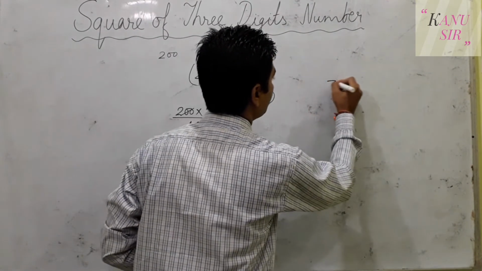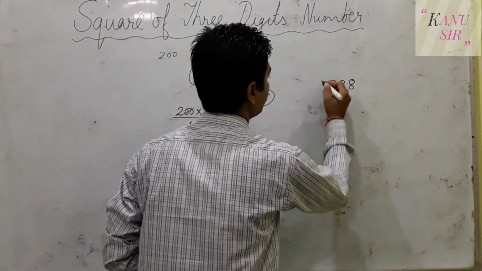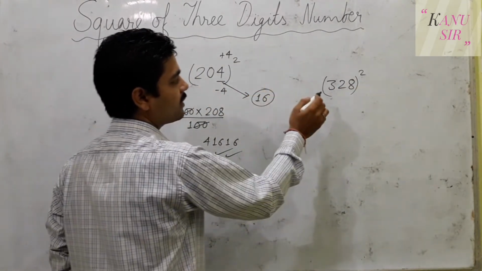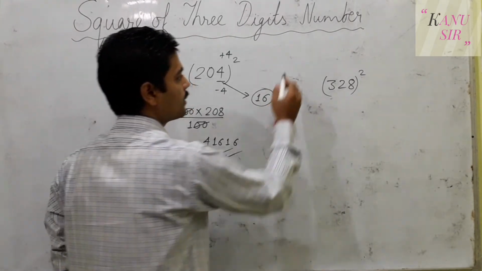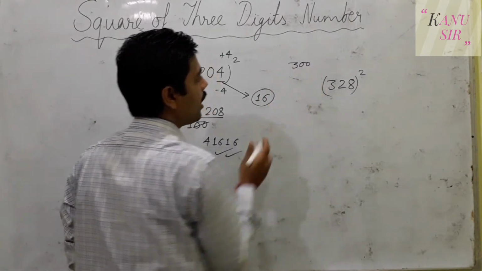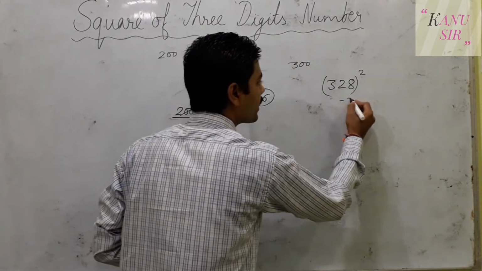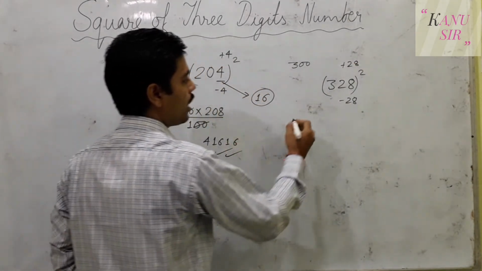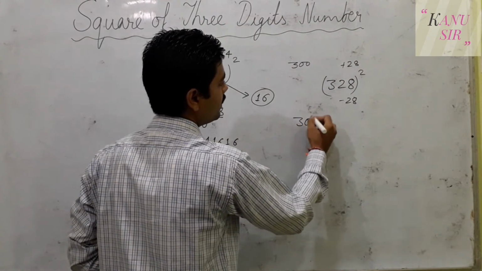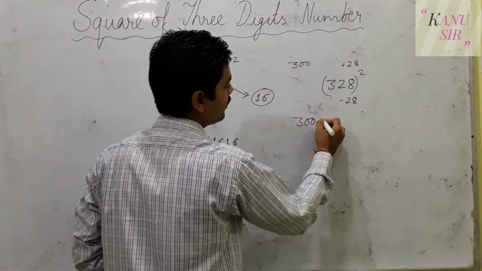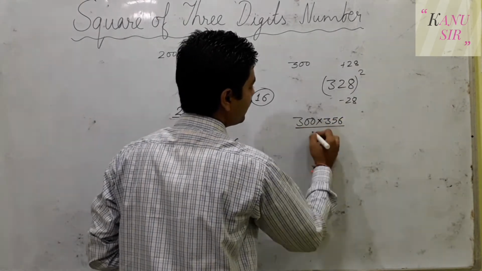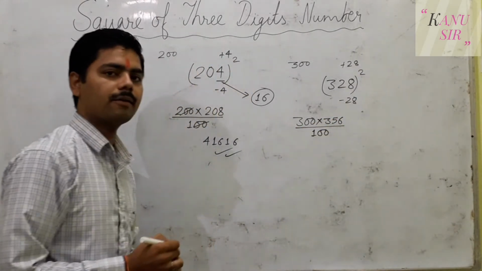The bigger number is 328 and whole square. Then first let us check what is the nearest number from 328. It is 300. Then how can we get 300? By subtracting 28 and adding 28 from the number. So our numbers are 300. 328 minus 28 will get 300, and 328 plus 28 will get 356, and the smallest 3-digit number is 100.